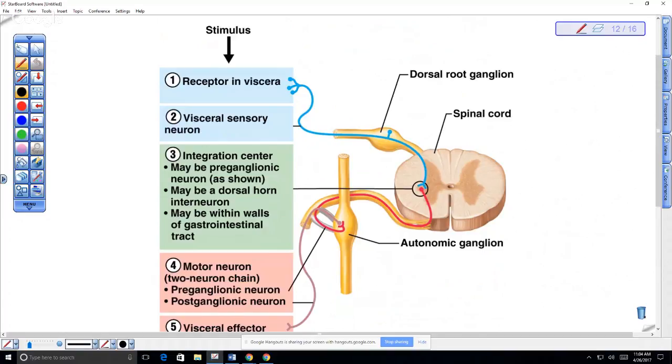Okay, so I'm going to stop there today because next we are going to move into receptors, which gets a little bit complicated.